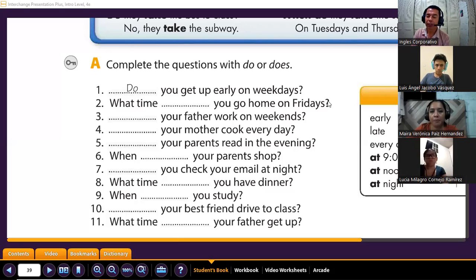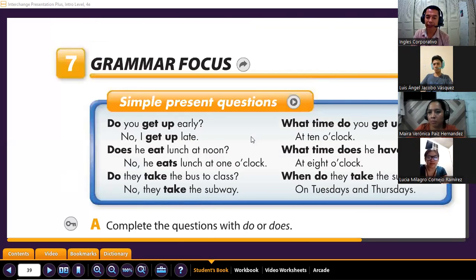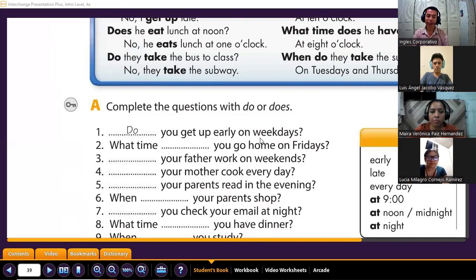I have a question. I hadn't activated the audio. Luis, in the previous exercise the audio could be heard, right? Of this part. Yes, yes. Ah, okay. Sorry. Good. Now let's do it together, right?